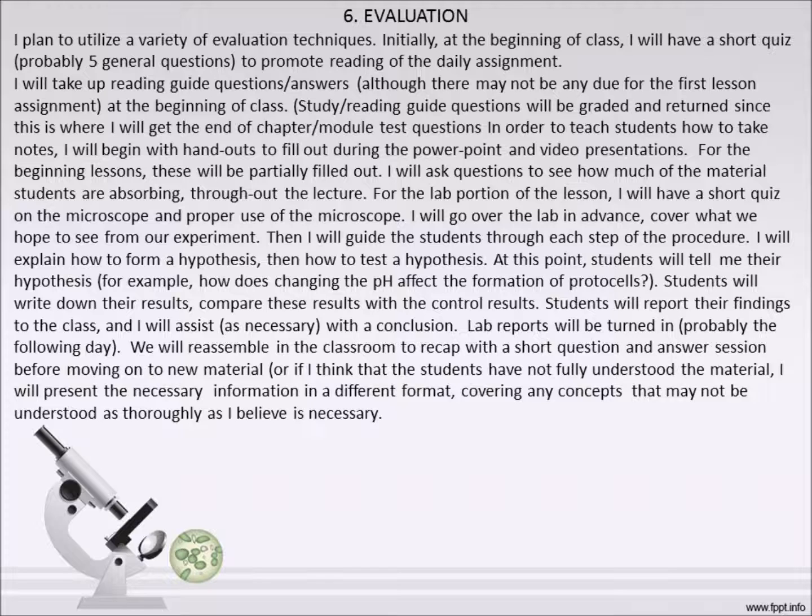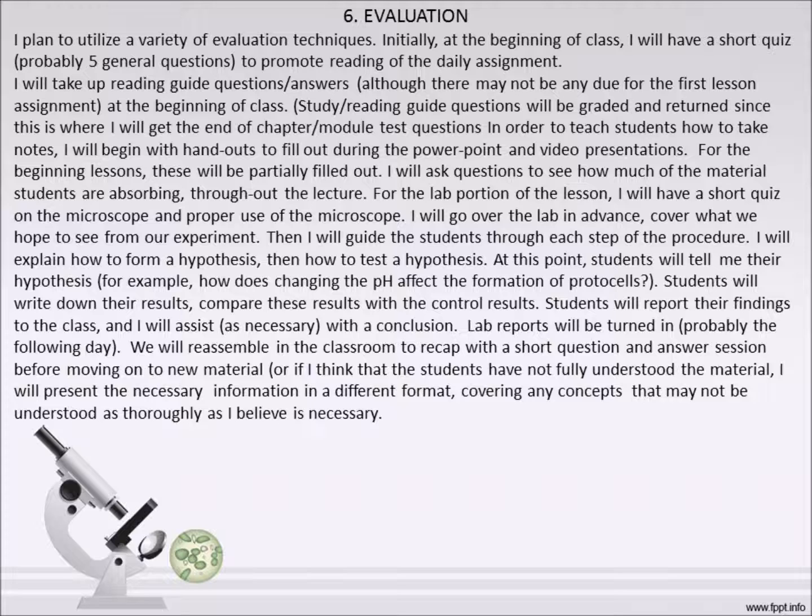I will take up reading guide questions or answers, although for the first lesson there's probably not going to be anything at the beginning of that first class. These study or reading guide questions will be graded and returned, since this is where I'll get the end of chapter or the module test questions.